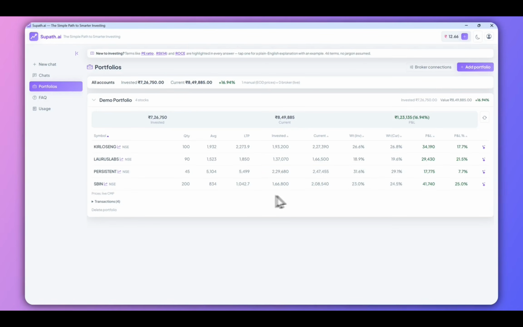SBIN is the strongest holding here. 200 shares bought at 834, now around 1,043. Up 25%, and the largest contributor to profit in both rupee and percentage terms.